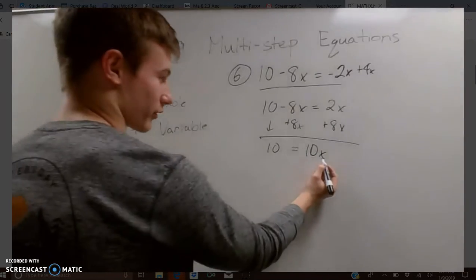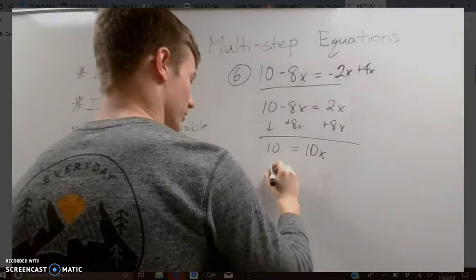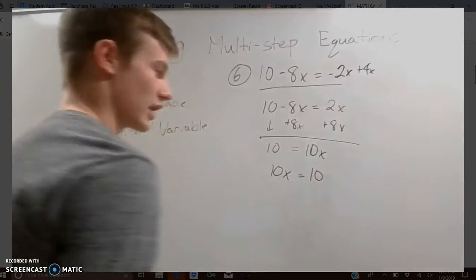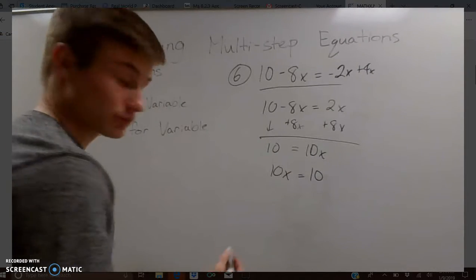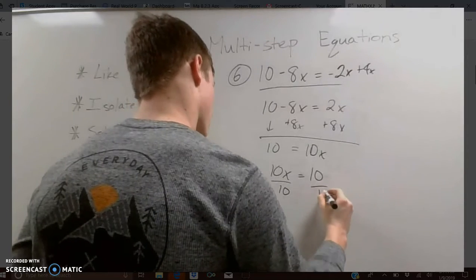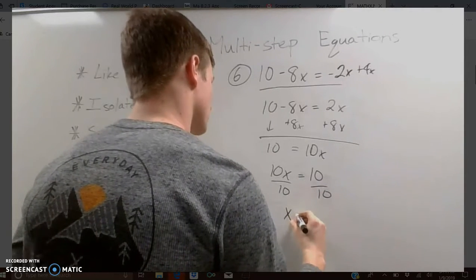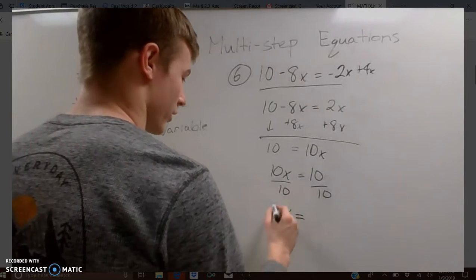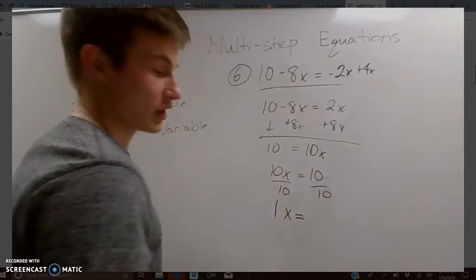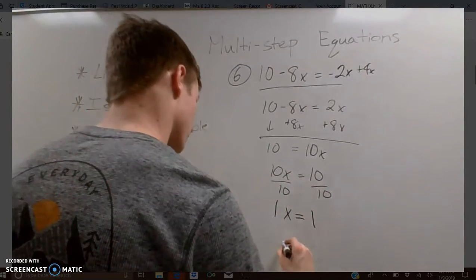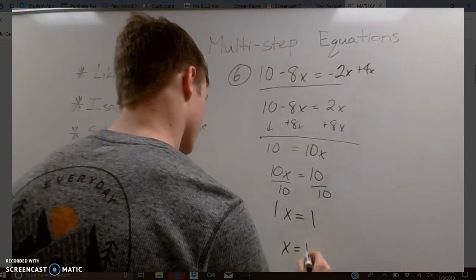What we want to do is solve for our x. So I'm going to flip these around so we have 10x equals 10. Now in order to solve for x, we want to get x alone. So we're going to divide by 10. When we divide by 10, we get 10 divided by 10, which is 1. We have 1x equals 10 divided by 10, which is also 1. So 1x equals 1, therefore x equals 1.